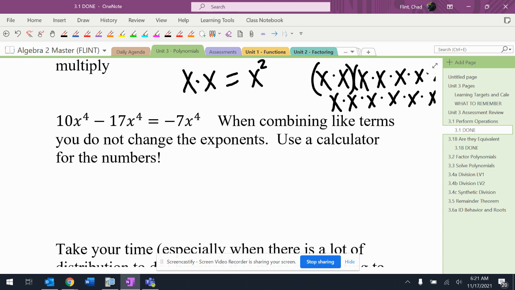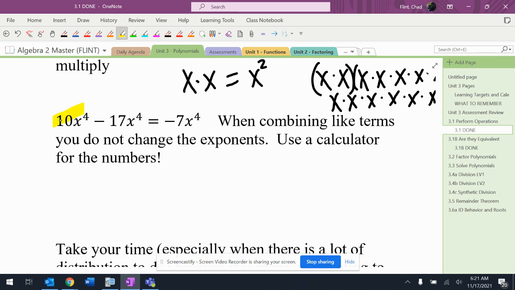In the other example, if I'm adding or subtracting things, first of all, they have to have the same exponent. I can't add an x squared plus an x to the third. All right, I can't do that. So I have to understand that when I do this, it has to have the same exponent on my variable. Everything has to be identical. It has to be like terms. The coefficient is just telling you how many of those things you have.